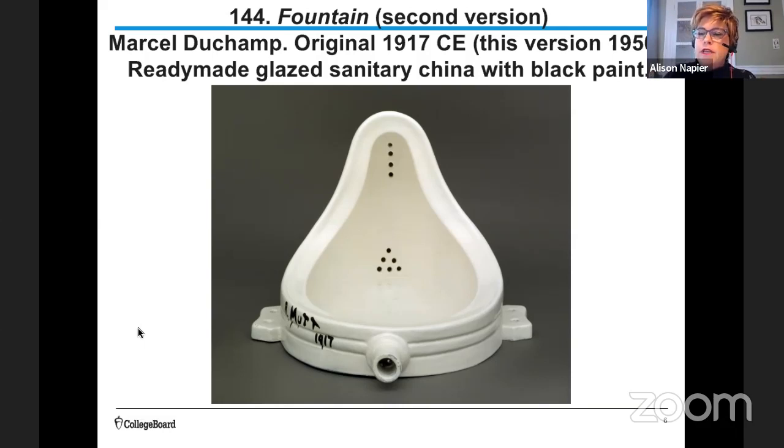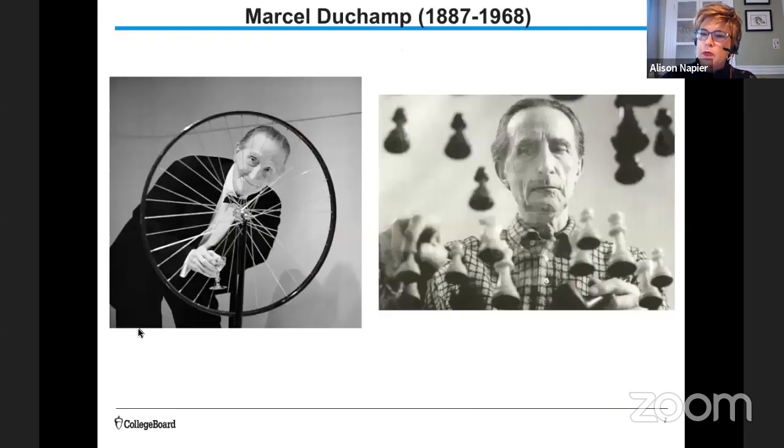He then signs and dates it R. Mutt 1917. And so this is what he calls a ready-made, an ordinary manufactured object that is designated by the artist as a work of art. And that's very typical of this kind of Dada aesthetic and sentiment.